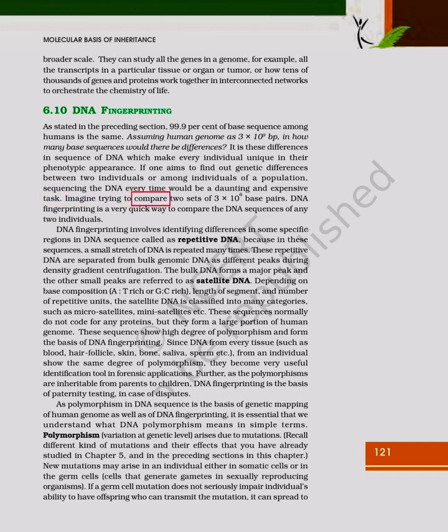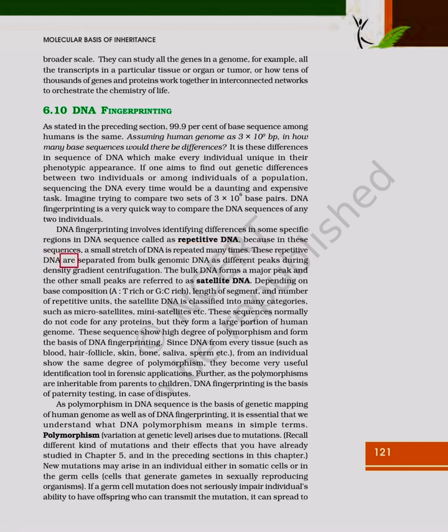Imagine trying to compare two sets of 3x10^6 base pairs. DNA fingerprinting is a very quick way to compare the DNA sequences of any two individuals. DNA fingerprinting involves identifying differences in some specific regions in DNA sequence called repetitive DNA, because in these sequences, a small stretch of DNA is repeated many times.